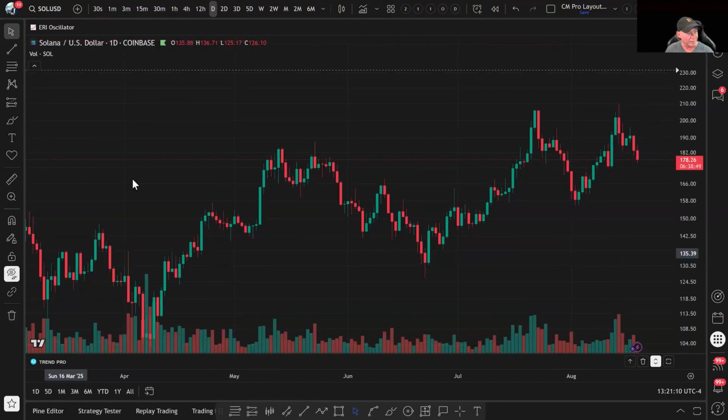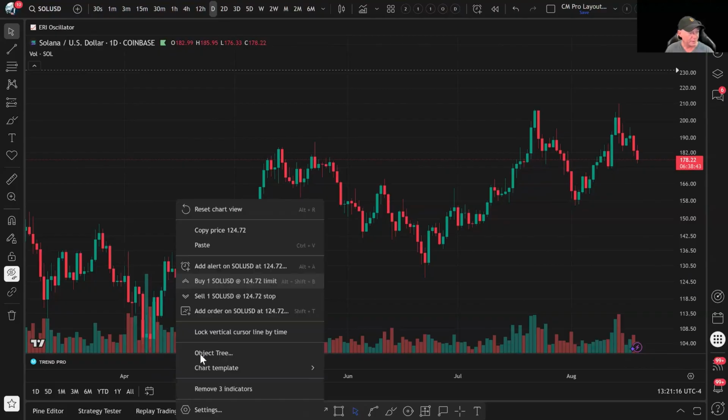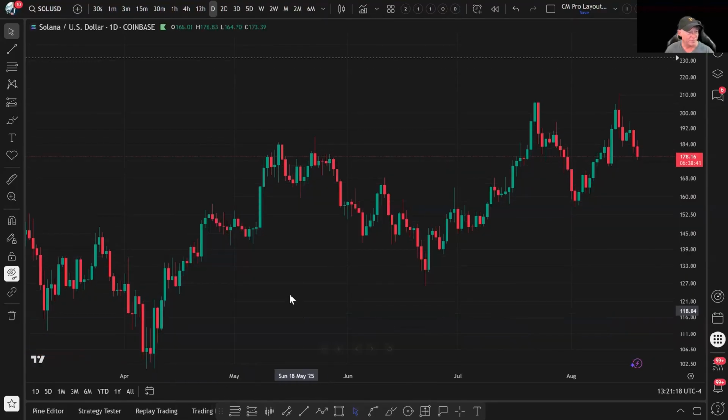All right, so I'm going to just get to a blank chart. Remove 16 drawings. There, remove 3 indicators. Okay, so now we've got nothing. Now what you want to do, and by the way, if you have already filled out your TradingView ID and your signals aren't showing up, just refresh your browser, because sometimes it gets cookied and has to load.